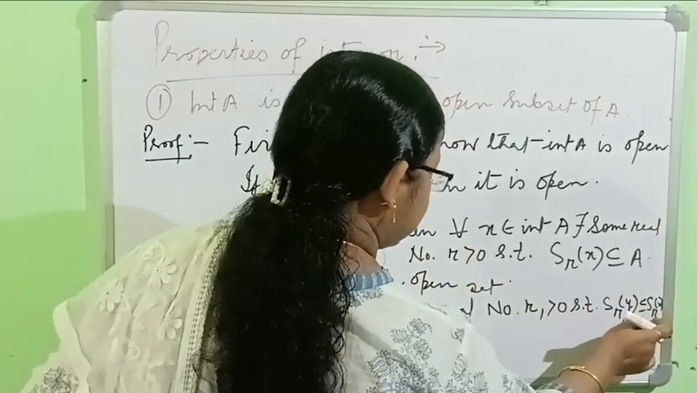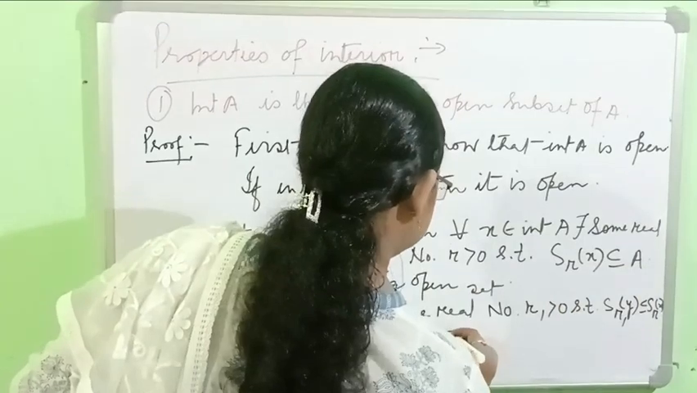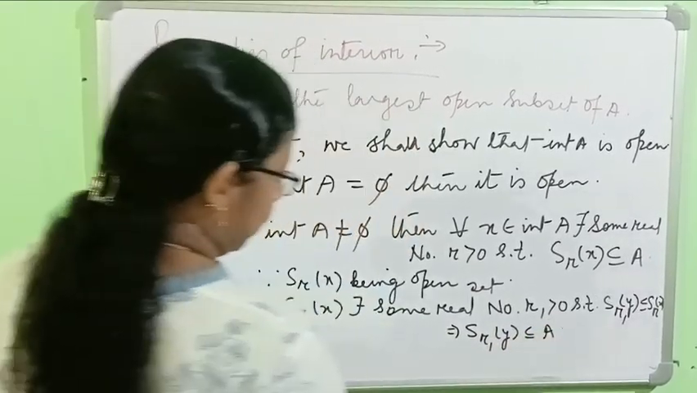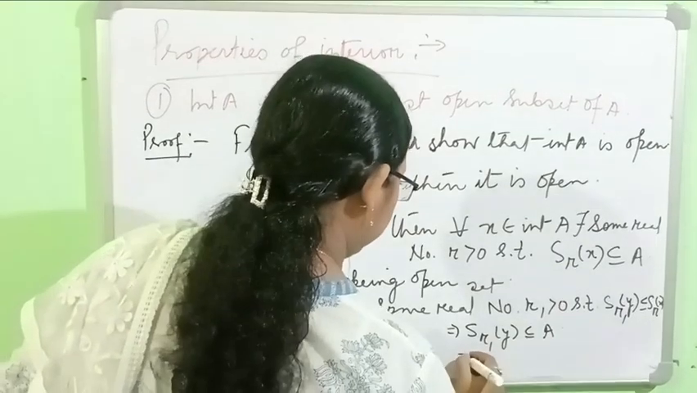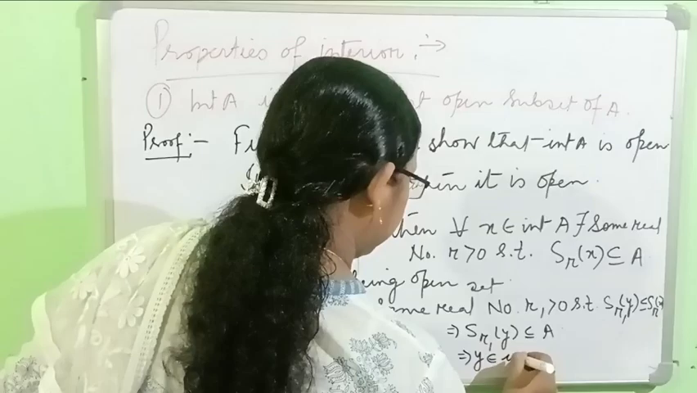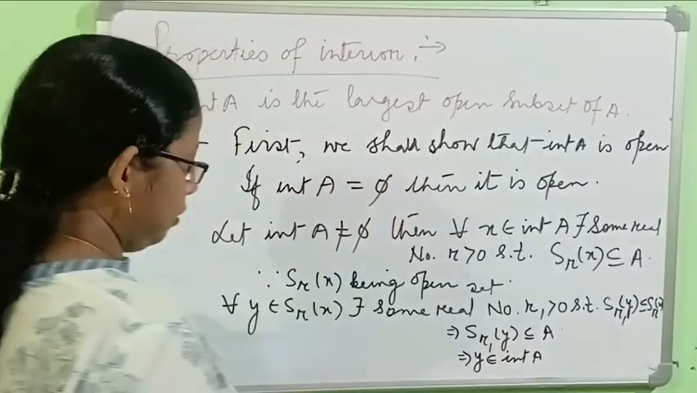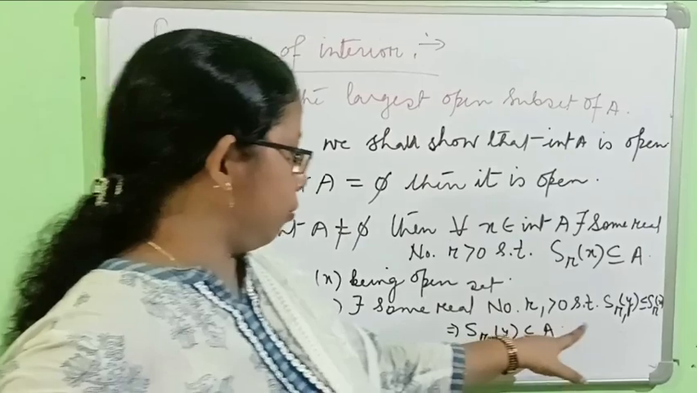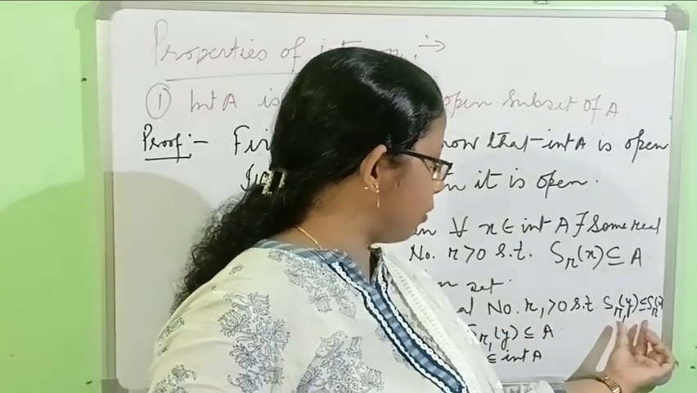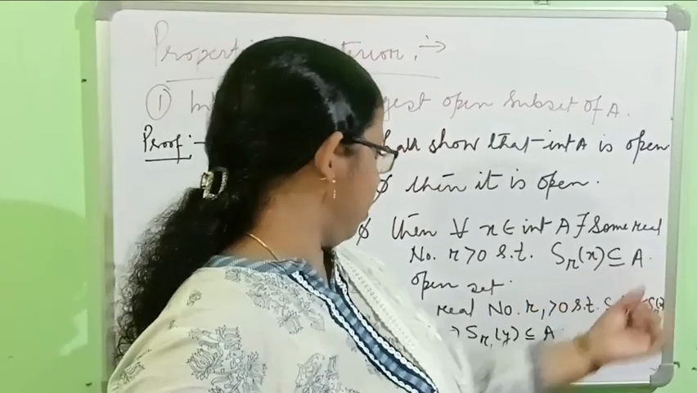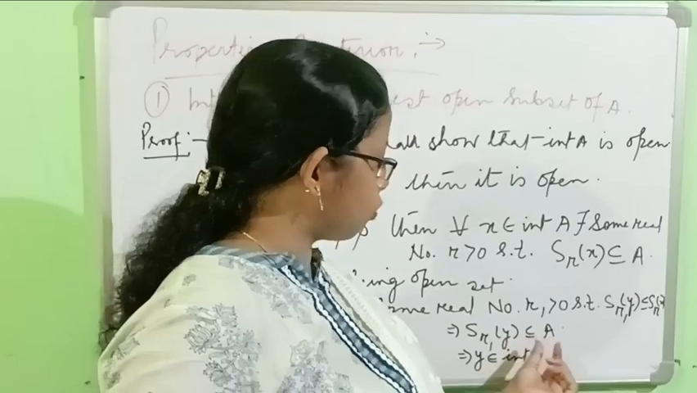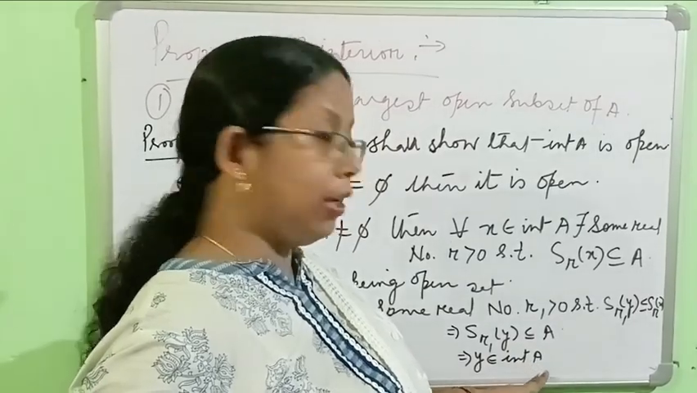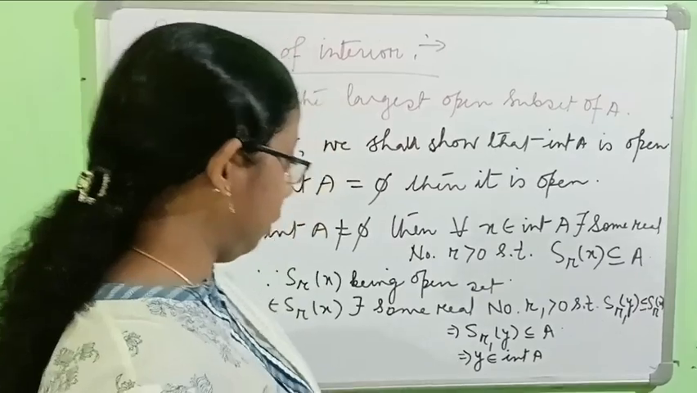And we know this S_r(x) is contained in A. This implies S_r1(y) is contained in A. If this happens, we can conclude that this y belongs to interior of A. That means for all points y in S_r(x), there exists some real number r1 greater than 0 such that S_r1(y) is contained in S_r(x), and S_r(x) is contained in A. So S_r1(y) is contained in A. When S_r1(y) is contained in A, this implies y belongs to interior of A. This is by the definition of interior of A.